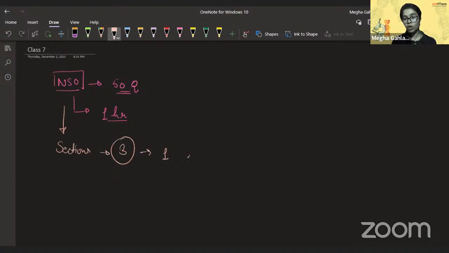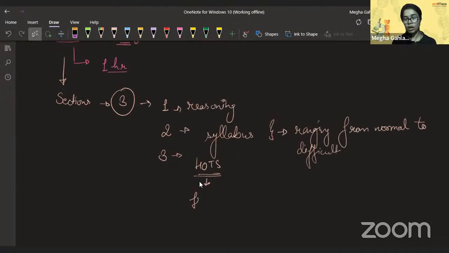We have number 1, which is your reasoning. And then we have section number 2 and section number 3. This is going to be based on the syllabus, and the questions are going to be ranging from normal to high order thinking questions.